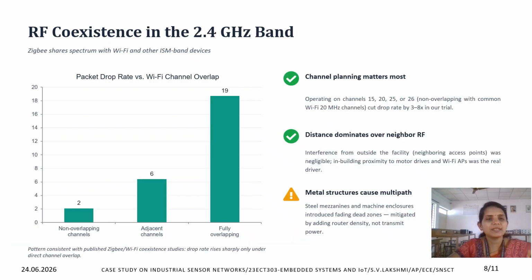The RF coexistence here is that Zigbee shares the spectrum with Wi-Fi and other ISM band devices. So the RF coexistence in the 2.4 gigahertz band: distance will dominate the neighbor RF. Channel planning matters the most. Operating on channels 15, 20, 25 or 26 is non-overlapping with the common Wi-Fi 20 megahertz channels. This cut the drop rate by 3 to 8x in our trial.